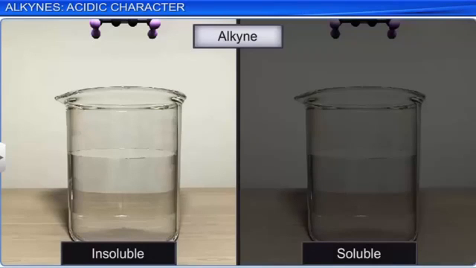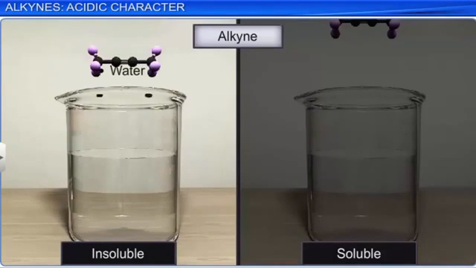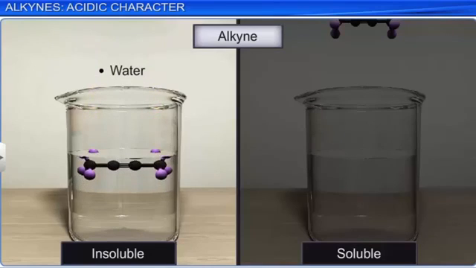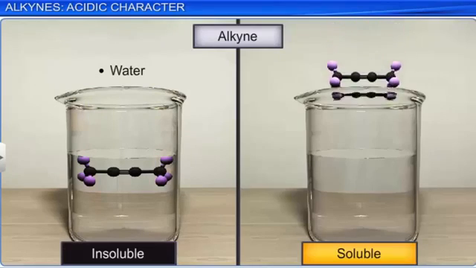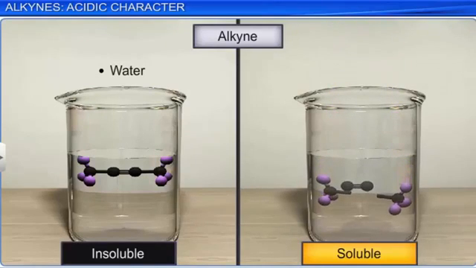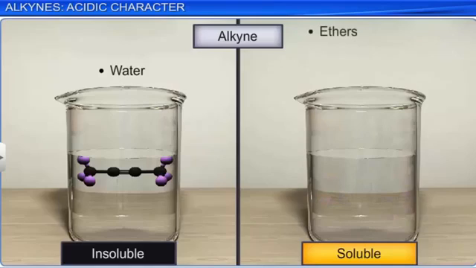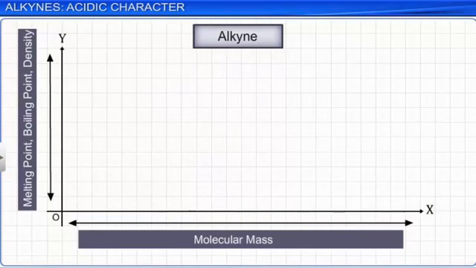As alkynes are non-polar and water is polar, alkynes are water insoluble. However, they dissolve in non-polar organic solvents like ethers, carbon tetrachloride, and benzene. The melting point, boiling point, and density of alkynes are directly proportional to their molecular masses.